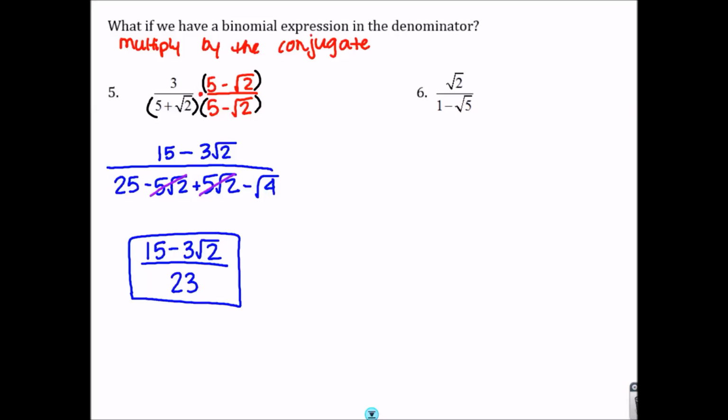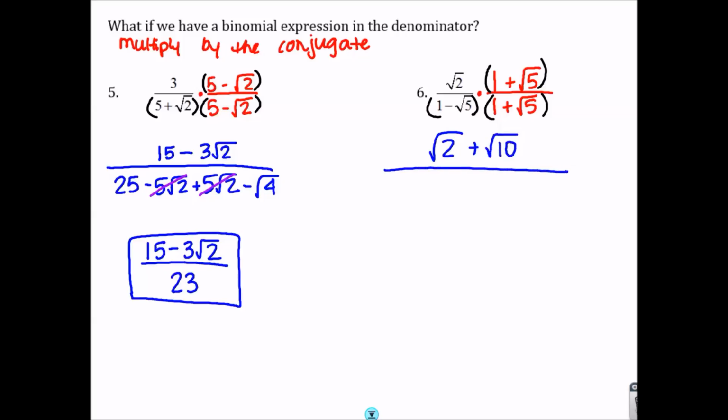Let's look at one more example. In this example, our denominator is 1 minus square root of 5, so the conjugate is 1 plus square root of 5. So we're going to multiply both the numerator and denominator by 1 plus square root of 5. So we need to distribute the square root of 2 in the numerator, end up with square root of 2 plus square root of 10.